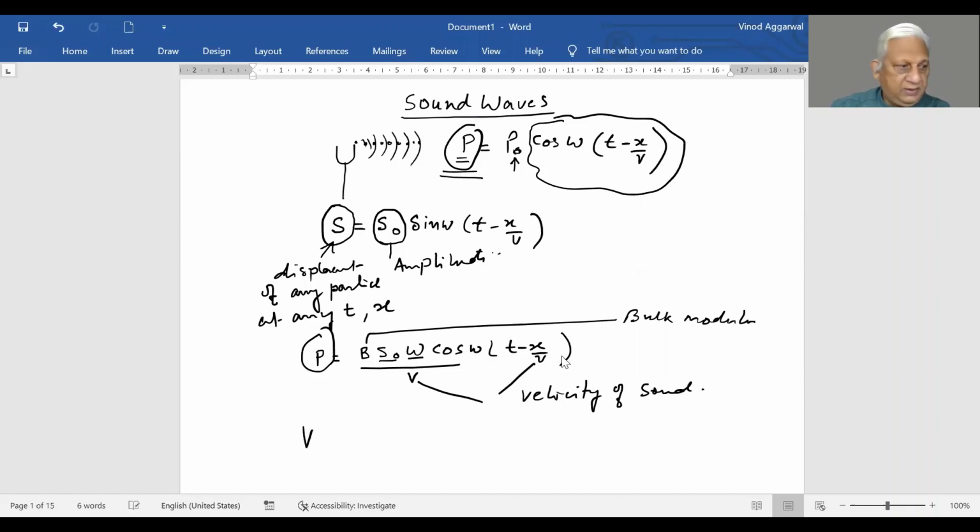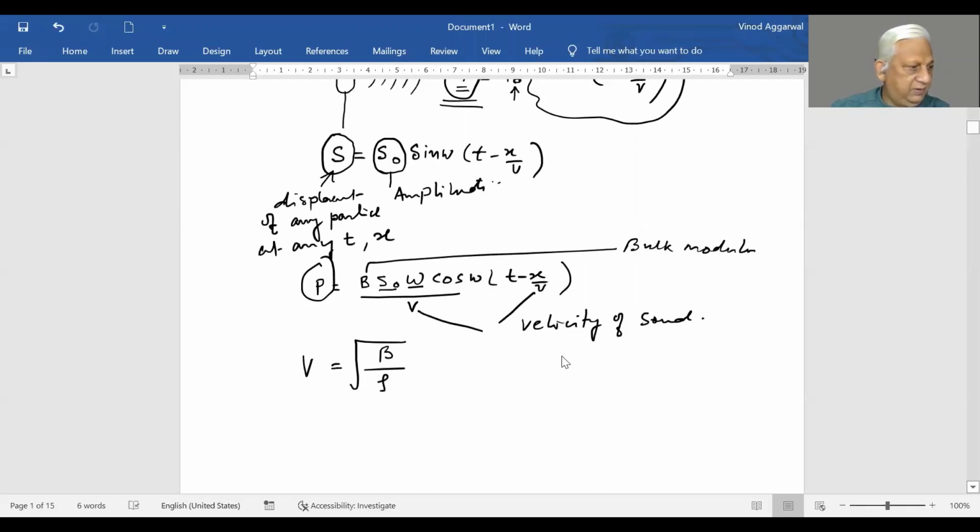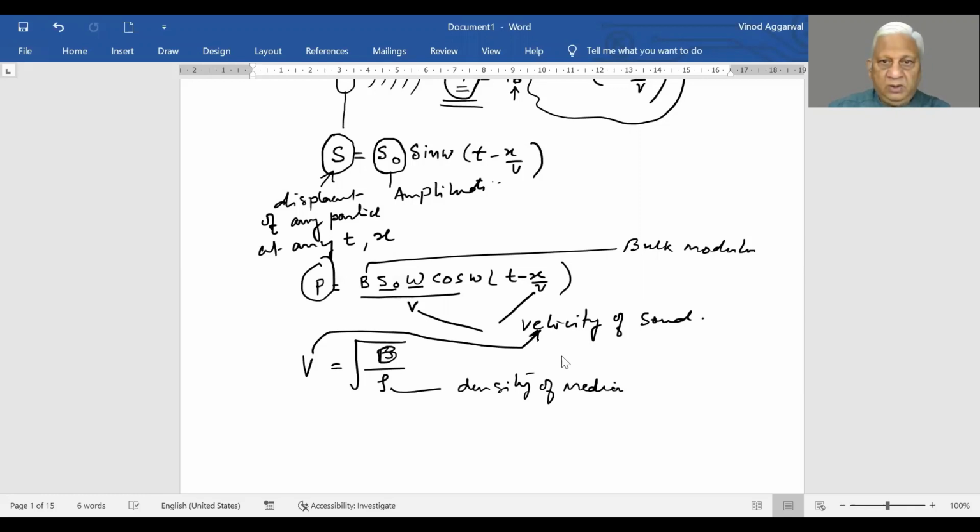And velocity of sound can also be written as, I'm not going into derivation for the sake of simplicity, this again is velocity of sound. This is B bulk modulus. And this is the density of media in which the sound waves are traveling. And this particular expression is applicable only for fluids. And for solids, there's a similar expression. Instead of beta, B, bulk modulus, we have Young's modulus. This is Young's modulus, and this is applicable only for solids.